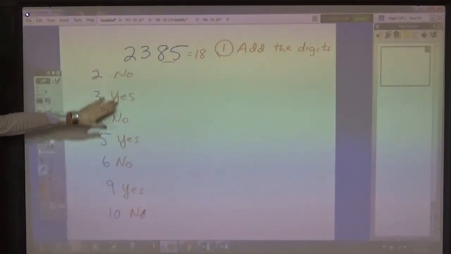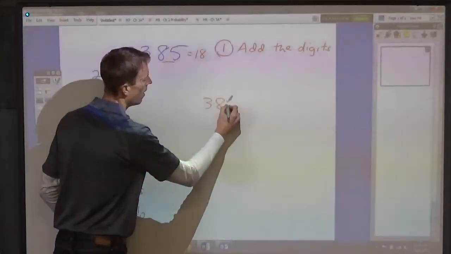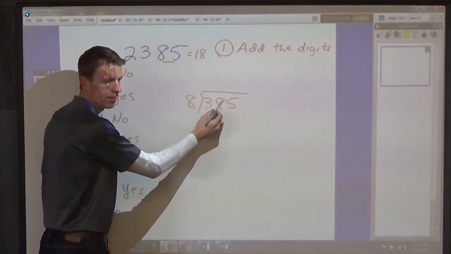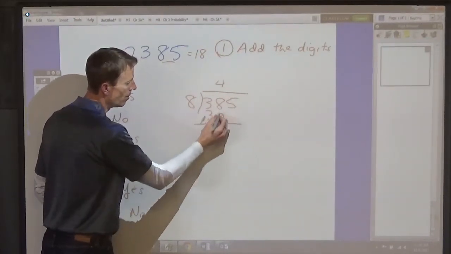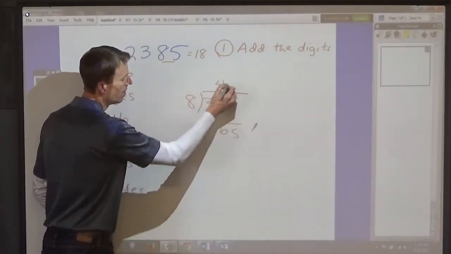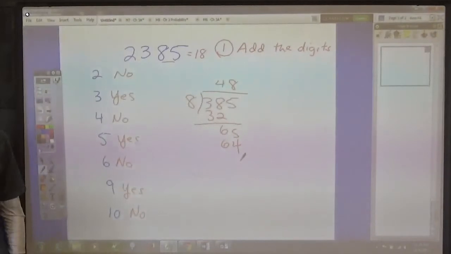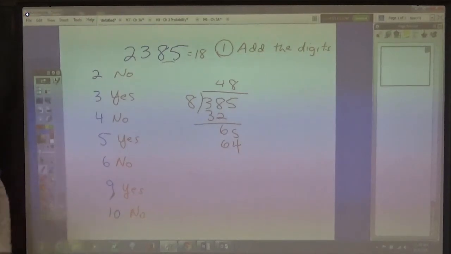Alright, so that's what you're going to practice in this lesson. Is it divisible by 8? 385. 8 goes into 38 4 times. 4 times 8 is 32. Remainder 6. Bring down the 5. I did it wrong. 8 times 6 is 48, remainder 1. I thought you add 3, 8, and 5, which is 16. Oh, you don't add the digits for 8. And I forgot to write 8 up there.